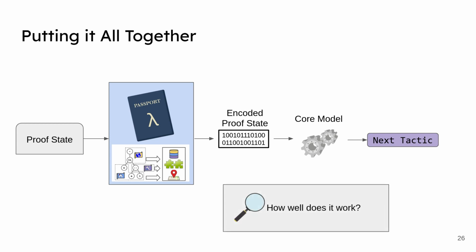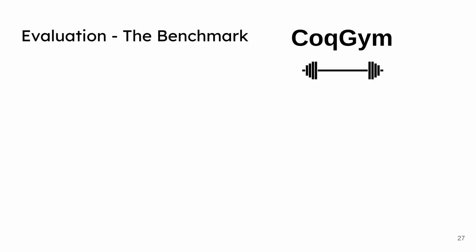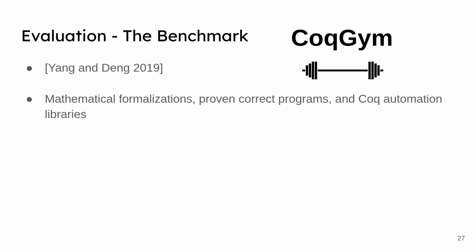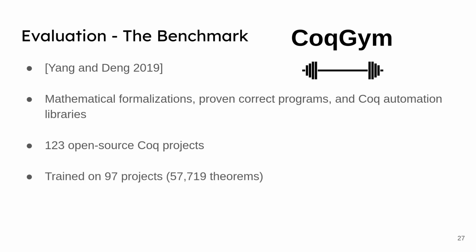Well, to answer that, we needed a corpus of proofs to test it on, and so we worked with CoqGym, a standard benchmark for these kinds of proof synthesis tools. It was developed by Yang and Deng in 2019. It has mathematical formalizations, proven correct programs, and Coq automation libraries. It's made up of 123 open source projects, of which we trained on 97 and tested on the other 26.